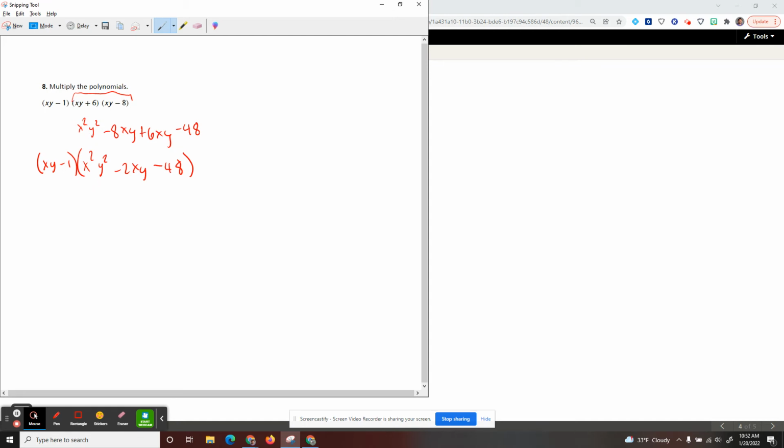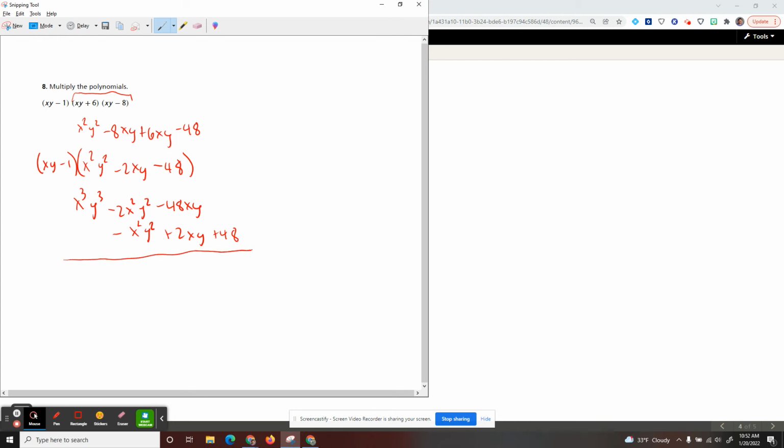Now I'm going to distribute xy to each term in here. xy times x squared y squared would be x cubed y cubed. xy times negative 2xy would be negative 2x squared y squared. xy times negative 48 is negative 48xy. And then negative 1 times x squared y squared would be negative x squared y squared. Negative 1 times negative 2xy would be plus 2xy. And then negative 1 times negative 48 is plus 48.